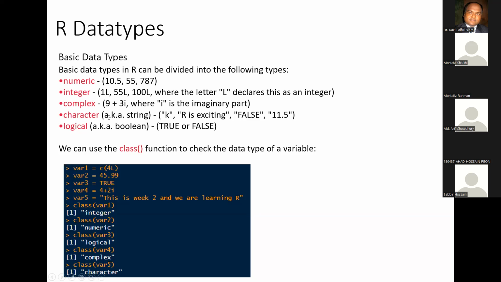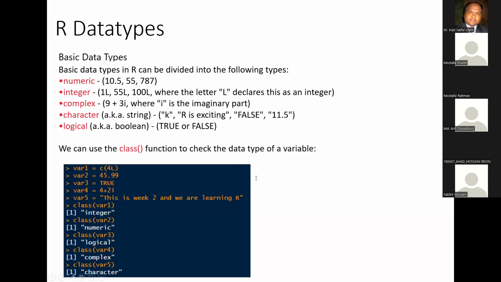But character is important. We'll be using character data, which, as I mentioned, could be single quoted or double quoted, okay? If you have a number but put quotes around it, then it automatically becomes a character type. Okay, and then we have another type called Boolean, which is actually the logical data type. So R has these data types.